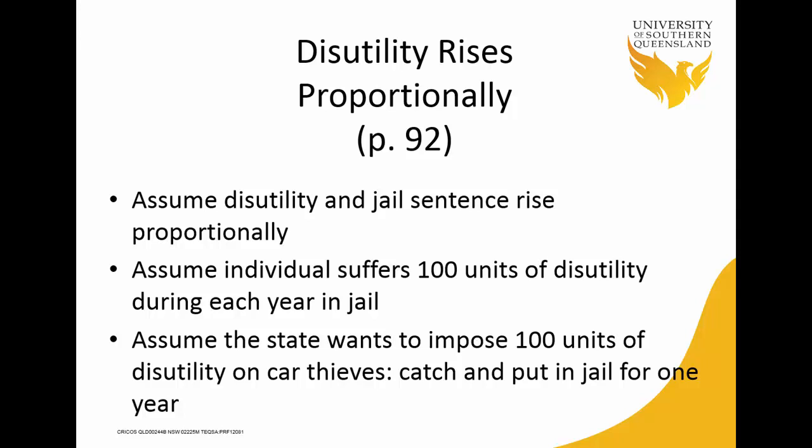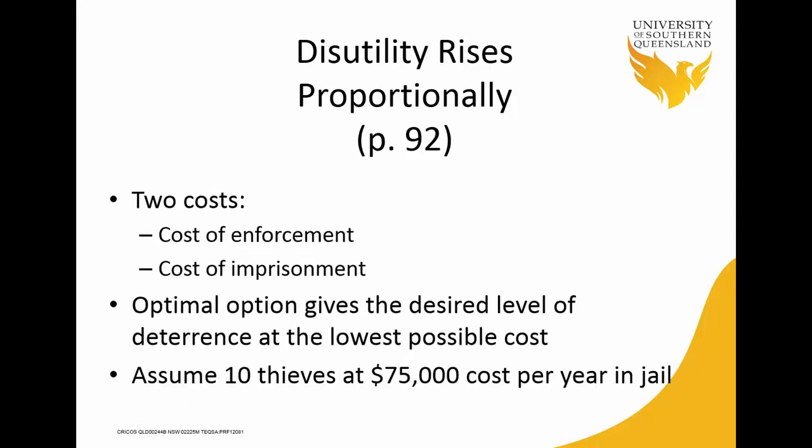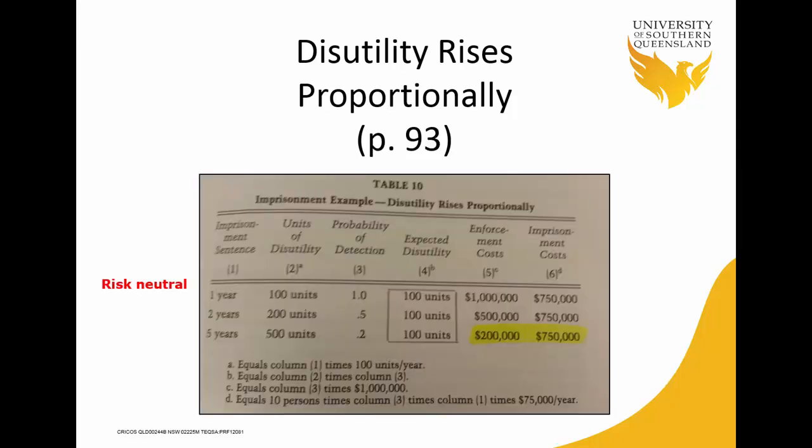Alright, so to start with, we're going to assume that there's a proportionality between this utility and the length of the jail sentence. So let's look at this table here. We're going to assume first of all that we're going to have 10 thieves in total, and the cost to the state of putting them in prison if they are caught is $75,000 per year. So this is the table that we have on page 93, and at the end of the chapter you'll find that there's a link between these assumptions of this utility, proportionality with the length of the jail sentence, and the idea of risk inclination, whether you are a person that's risk neutral or averse or risk seeking. The first table here is actually a reflection of someone who's risk neutral.